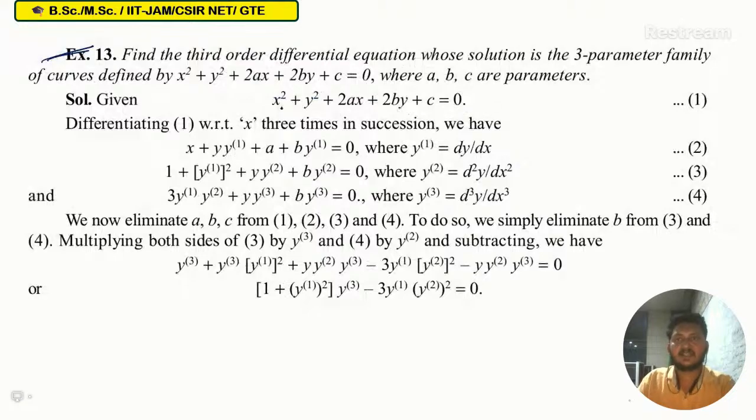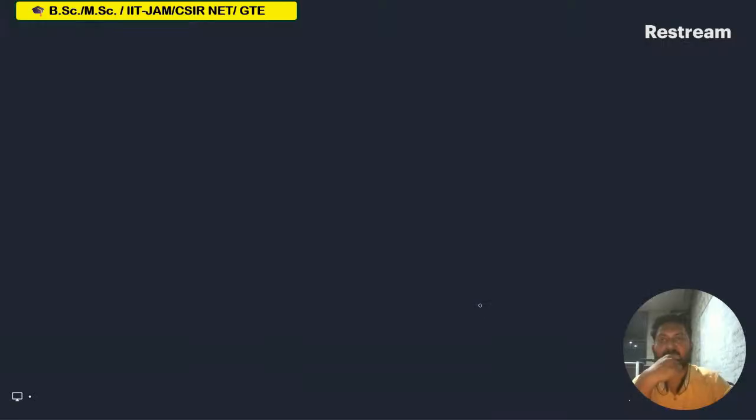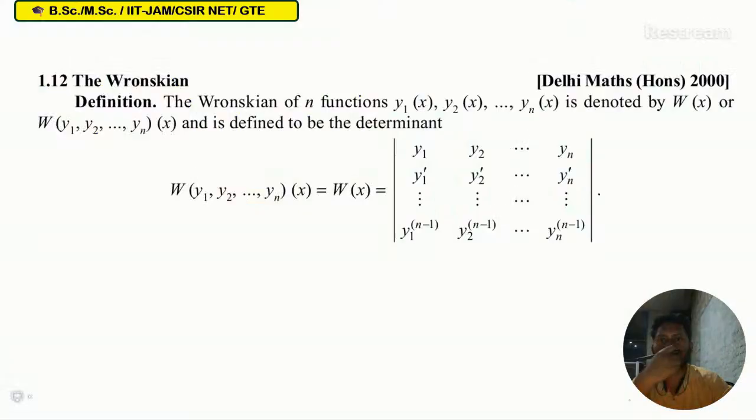Next, I will tell you about the three parameter family of curves. These are the three parameter family of curves, which is the standard equation. I think I told you related to the circle. Here a, b, c are parameters, then you differentiate this and you will get this. Okay. So my next task is I will teach you this topic in our next class.